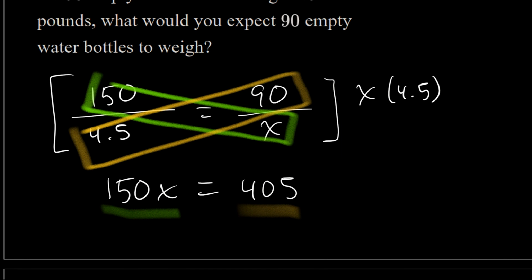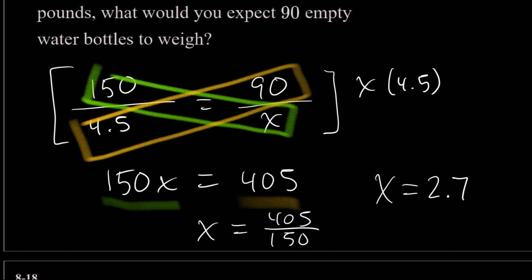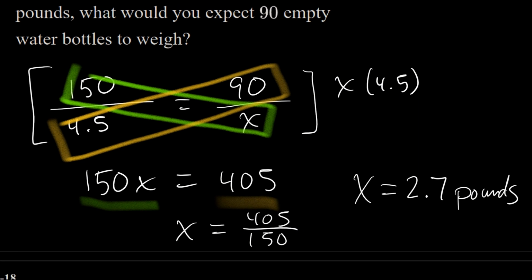So if I want to solve this, then I'm just going to take the 405 and divide that by the number 150. And when I do that, I get about 2.7. So what we are going to say here is that, let me grab the white pen, X is 405 divided by 150. And the units for both of those numbers, X is about, let's say 2.7, and these are pounds. So if you've got 90 water bottles that are empty, we expect it to weigh about 2.7 pounds.